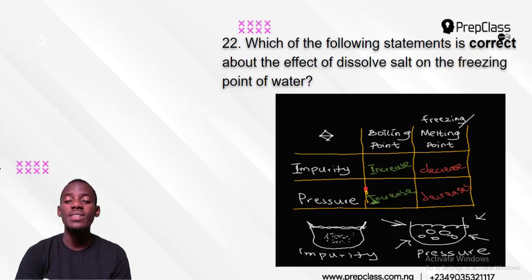Now, I just simplify it here. Impurity on boiling point, it increases. Impurity on melting and freezing point, it decreases. So impurity, which is salt, decreases the freezing point.